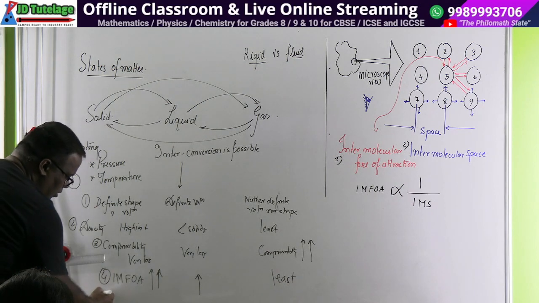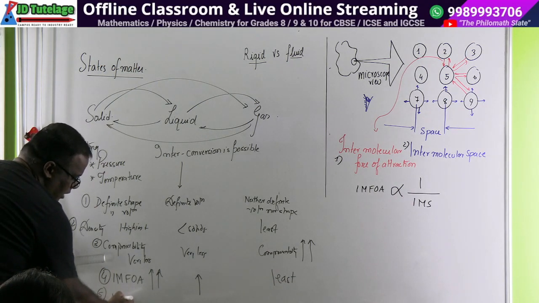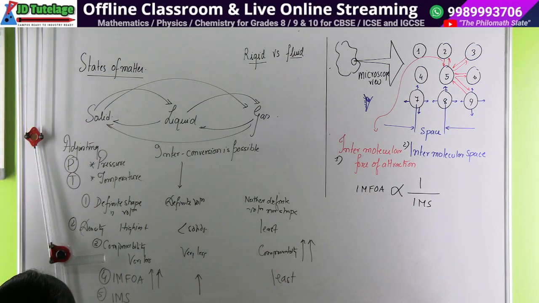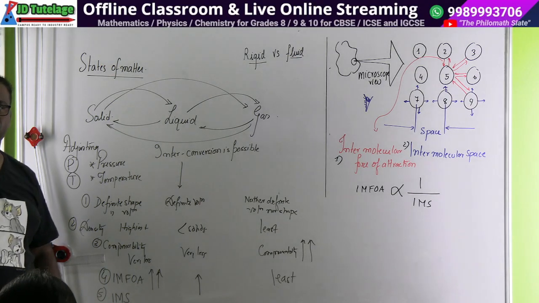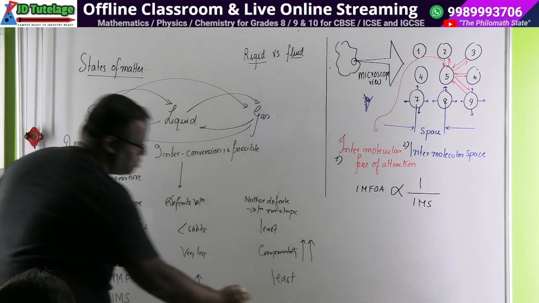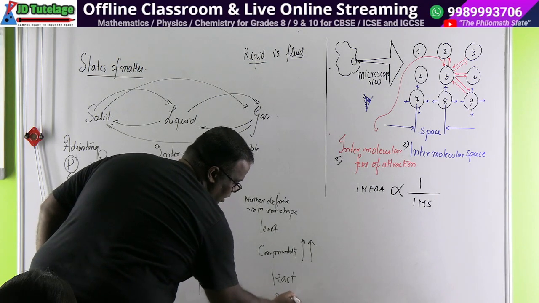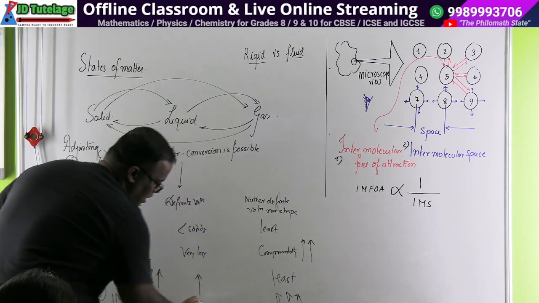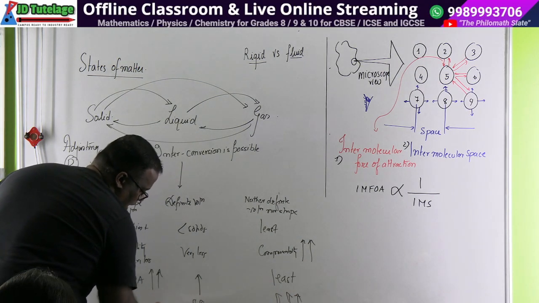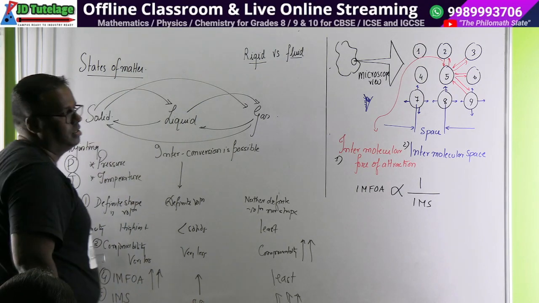And how about, my dear children, intermolecular space? Tell me on intermolecular space. Gas, the intermolecular space will be the highest. Excellent, Dhruv. This will be the highest. Here it will be mediocre, and here it will be the least.